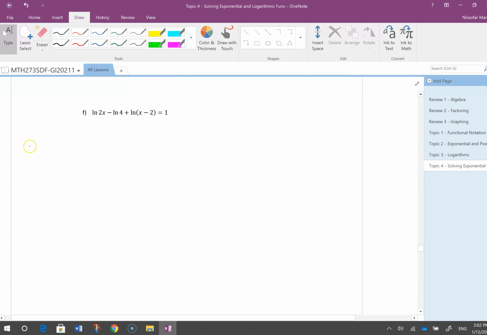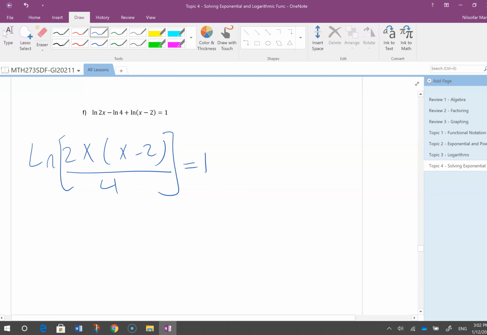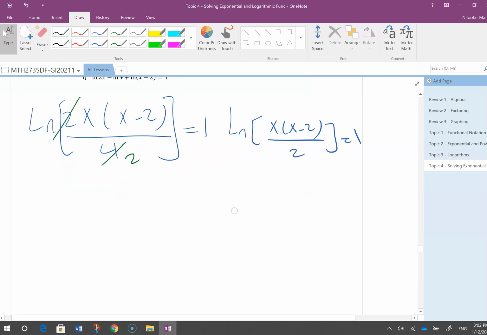So it is ln 2x, multiplied by x minus 2 because it's plus, and divided by 4, equal 1. See, everything is inside. Can I cancel? Yes, ln, I can cancel this and this. So ln of x times x minus 2 divided by 2 equals 1. Yeah, so far so good.